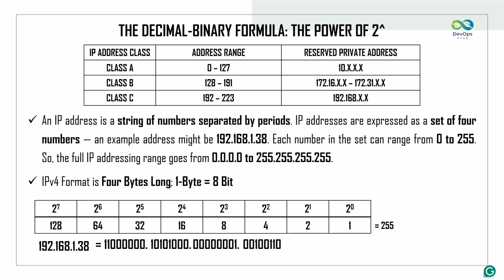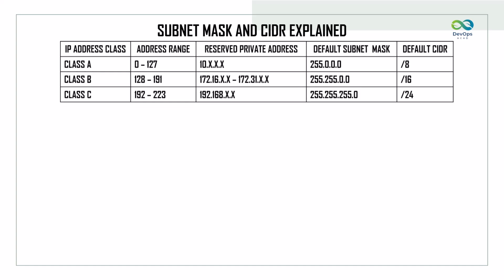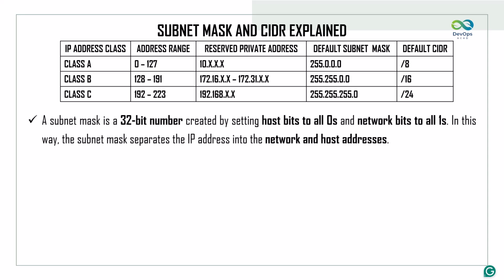Okay, so let's get into something interesting, and that is the subnet mask and the CIDR. Now, what is a subnet mask? Let's take a look at this table. In the earlier slide, we talked about the classes of address: class A, class B, and class C. Each of these classes has a default subnet mask. What basically is a subnet mask?